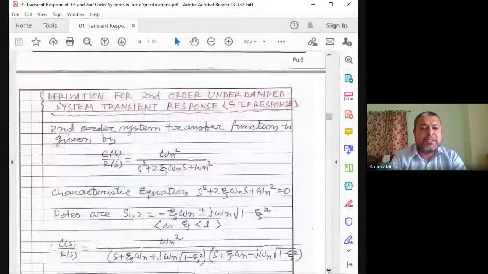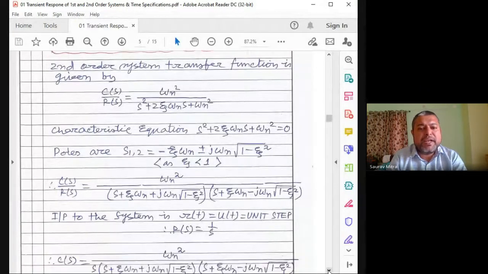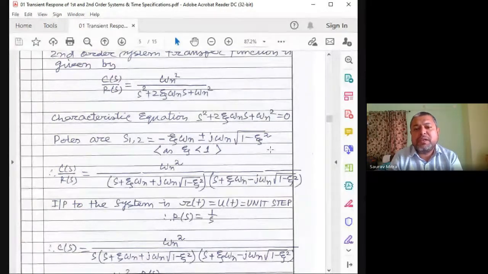Already 4 pages are done. It's a 15-page document, so in 2-3 pages this proof will be there. Again we start with C(s)/R(s) = omega n square over s square plus 2 zeta omega n s plus omega n square, and then you find these roots. Yesterday we had found these roots, minus a plus minus jb. Don't worry about these very big factors. This omega n root of 1 minus zeta square is omega d, and this is zeta omega n.